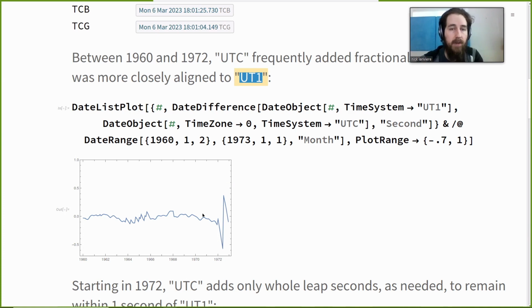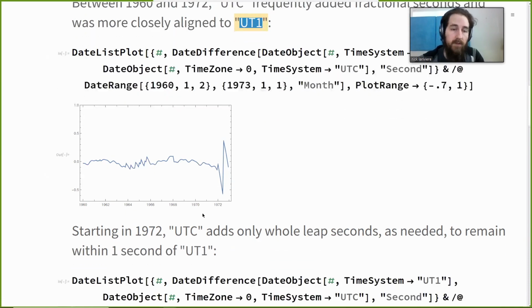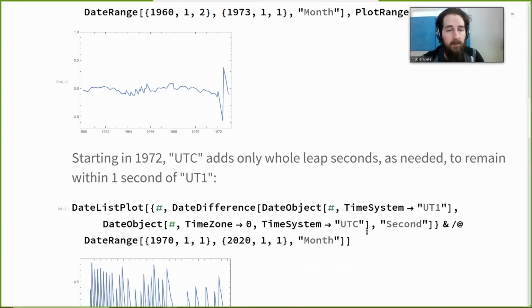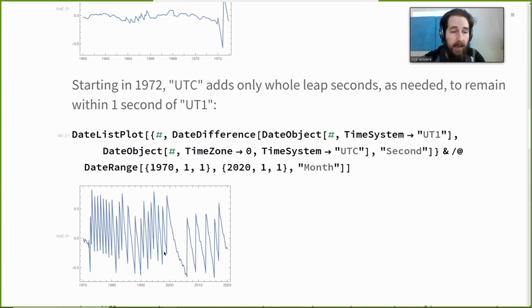But that was basically a nightmare for any civil calendar, anyone trying to keep track of time realistically. So in 1972, the UTC specification was updated only to add whole leap seconds as needed to keep within 1 second of UT1. So basically, as the Earth's rotation slowed down enough or sped up enough, we got close enough to being 1 second off from actual UT1 or universal time, and a leap second would get added in and we'd basically correct.